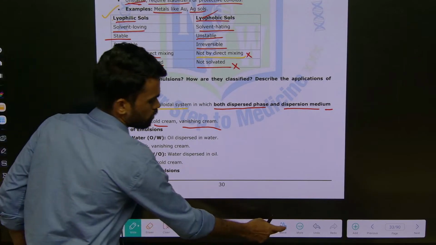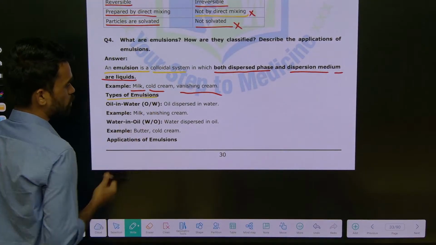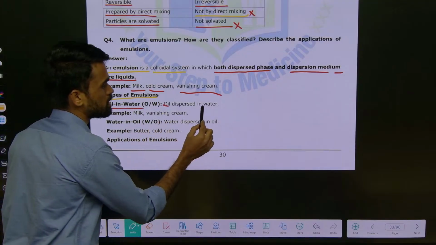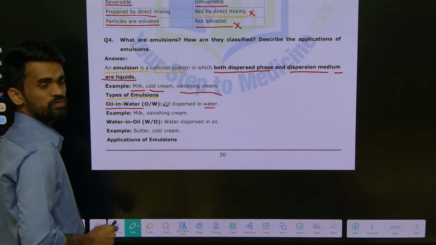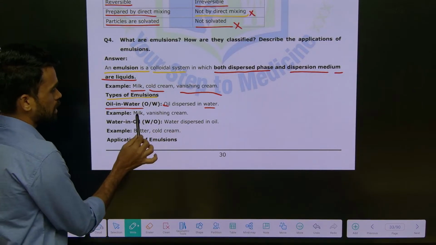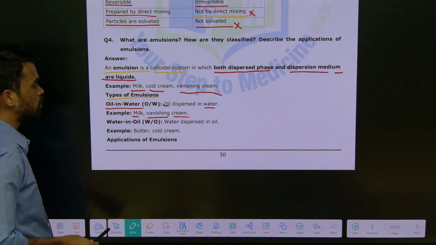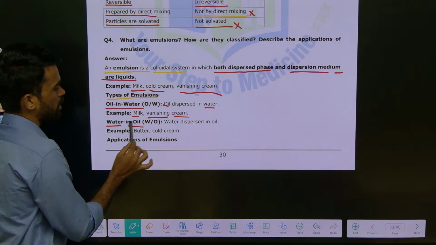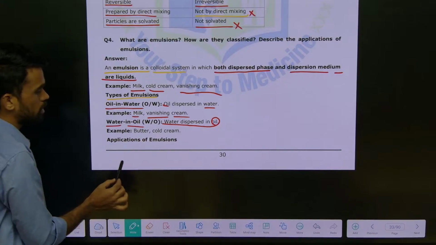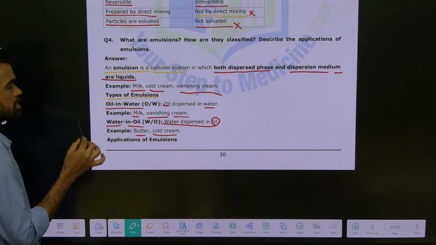Now there are some classifications, the types of emulsions. First one is oil in water. Oil is dispersed in water, so oil is the dispersed phase and the medium is water. Examples like milk and vanishing cream are oil in water. Then the next one is water in oil, where water is dispersed in oil. Butter and cold cream are the examples of water in oil.